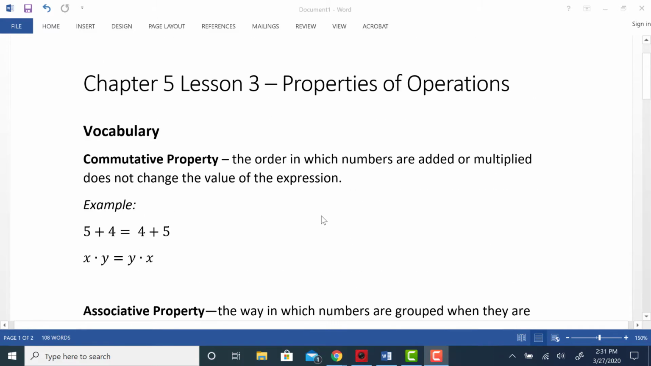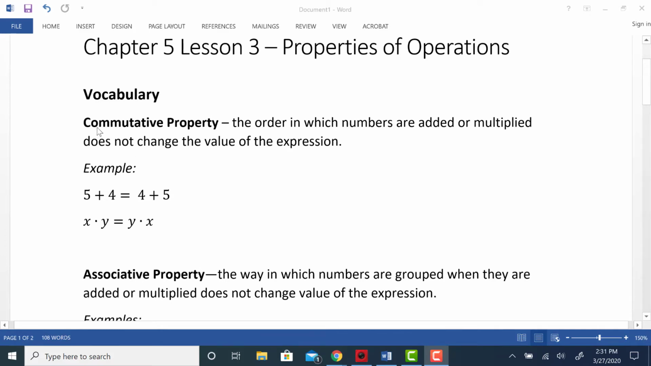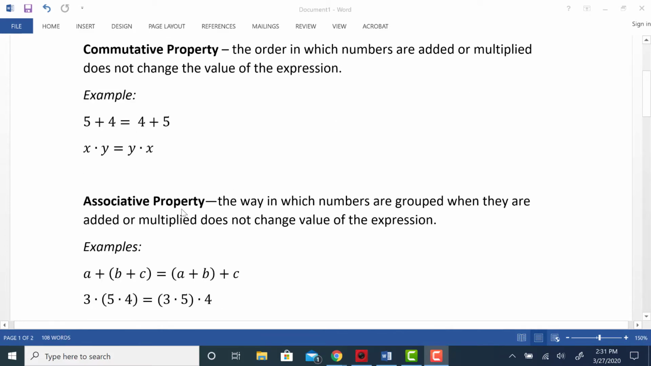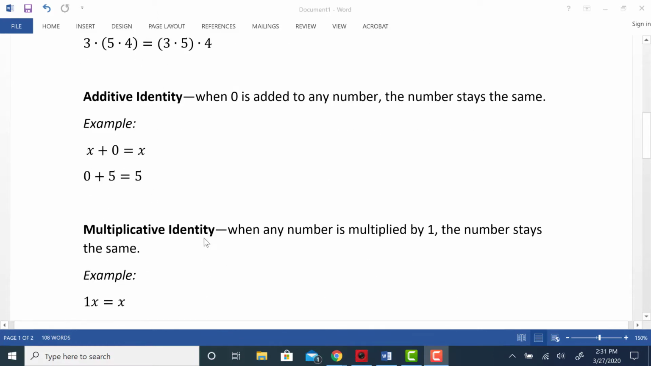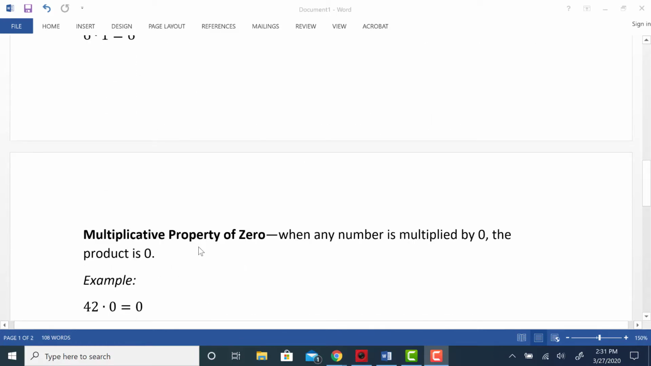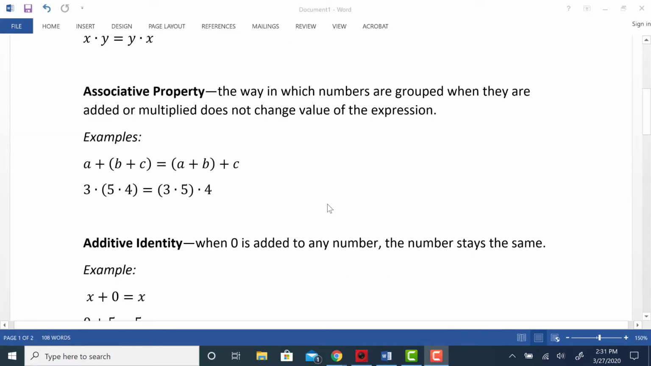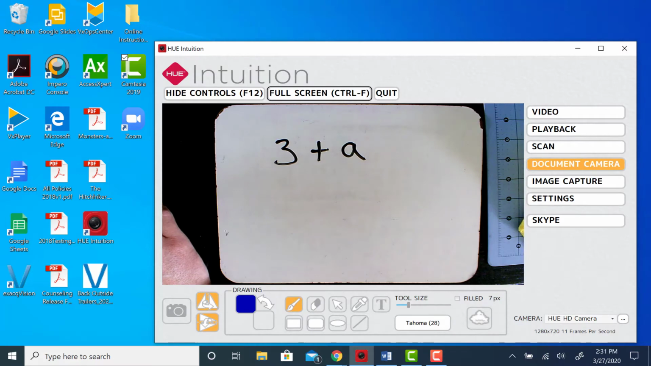We've got commutative, associative, additive, multiplicative, and multiplicative property of 0. Now, we're going to do a little bit of practice with these. So, this whole chapter really is focusing on expressions and being able to manipulate or change expressions but have them stay equal or the same.